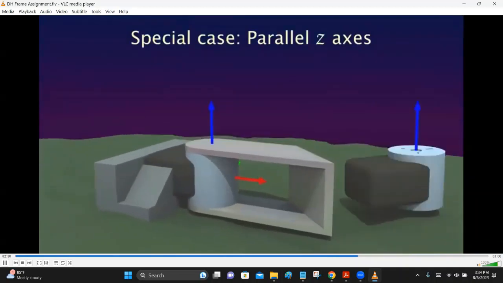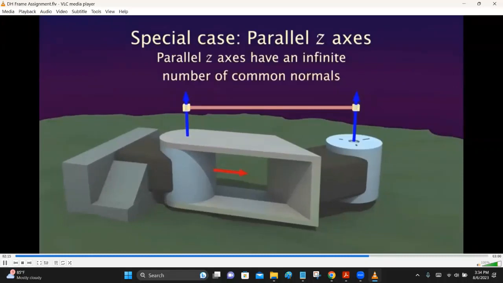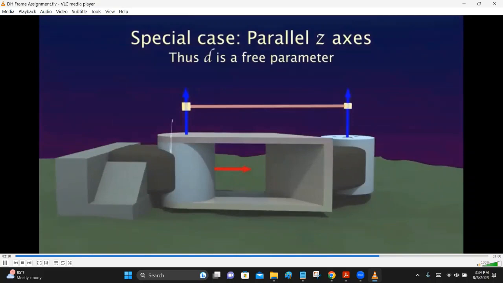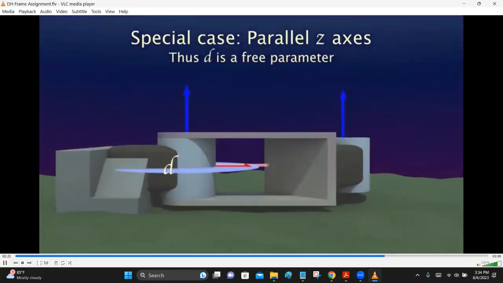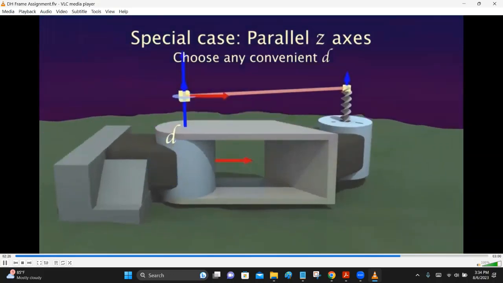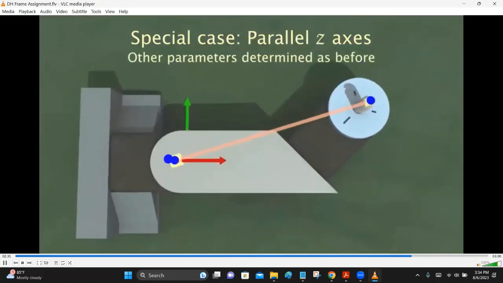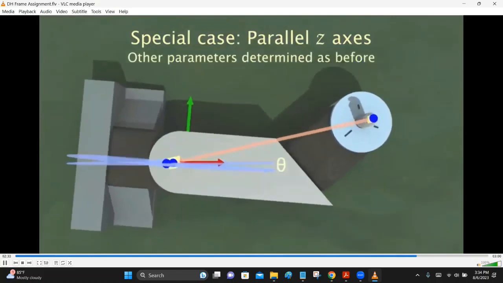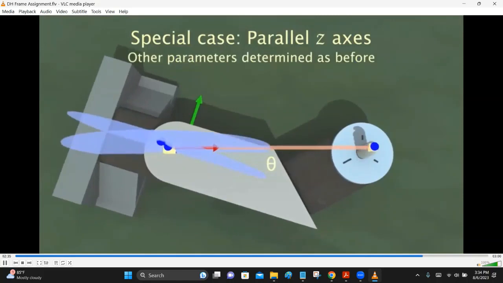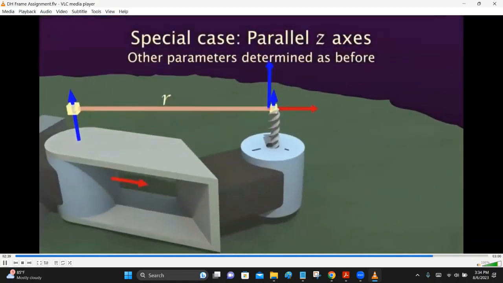Now there's one special case, when the z-axes are parallel. Because parallel lines have an infinite number of common normals, you can choose any d value you like in order to place the new origin at a convenient location, such as the center of a link or the tip of an end effector. The other parameters are the same as before. Theta rotates about z to align the x-axis with the normal, and r translates out along the normal to reach the new origin.